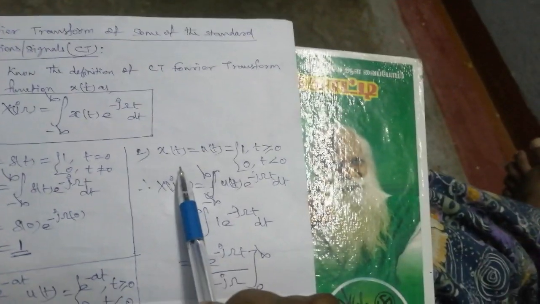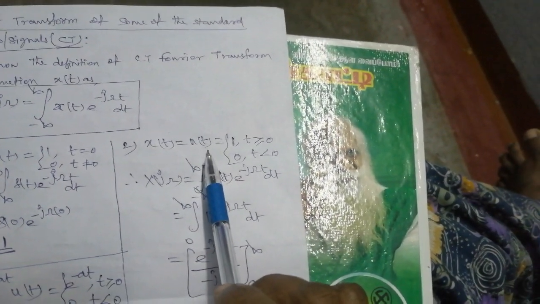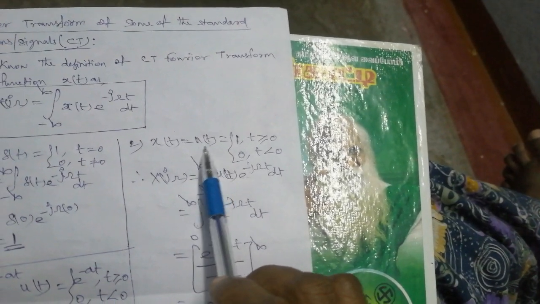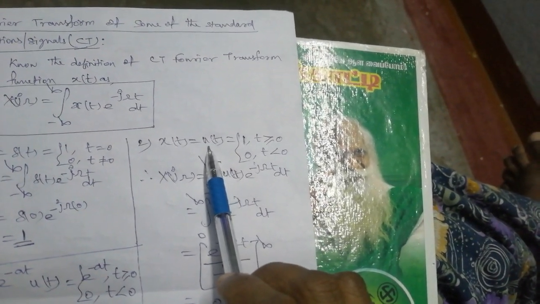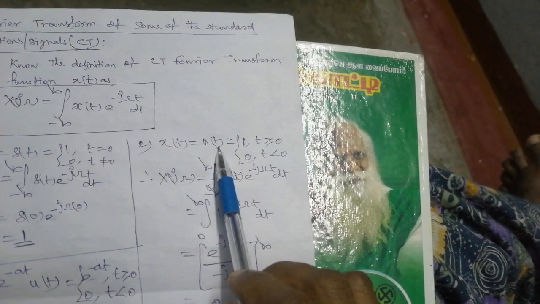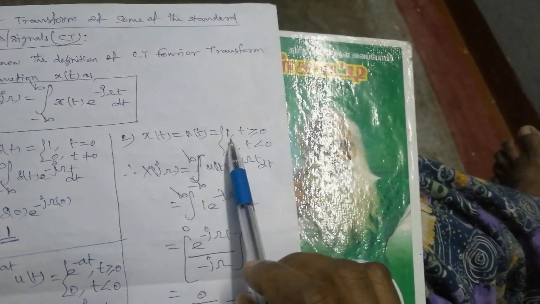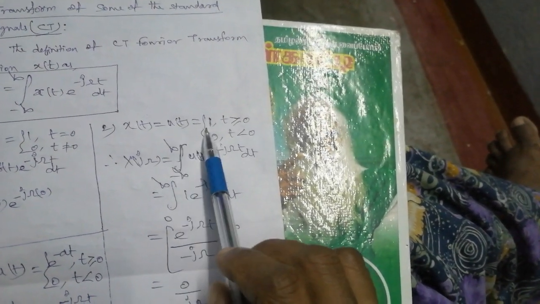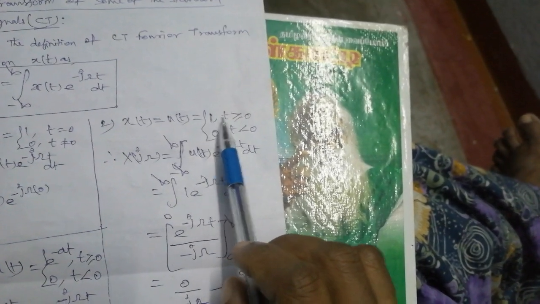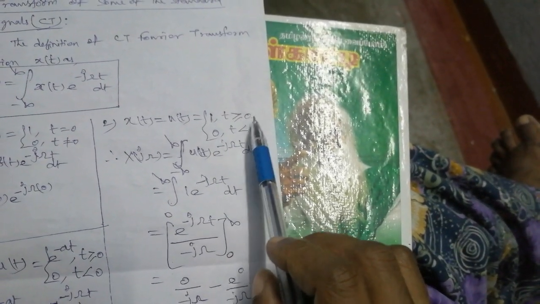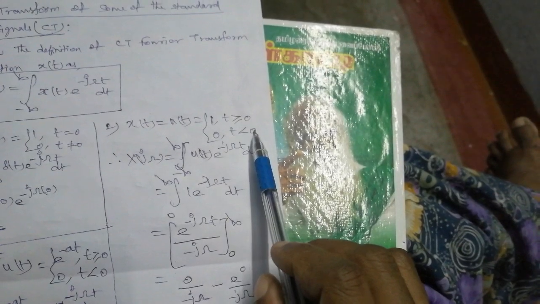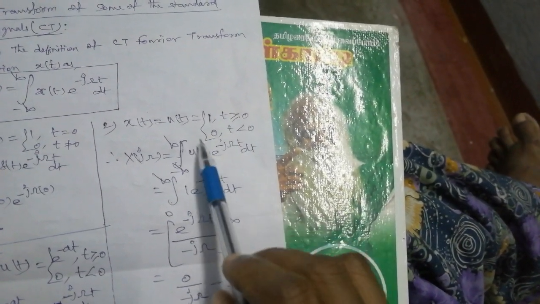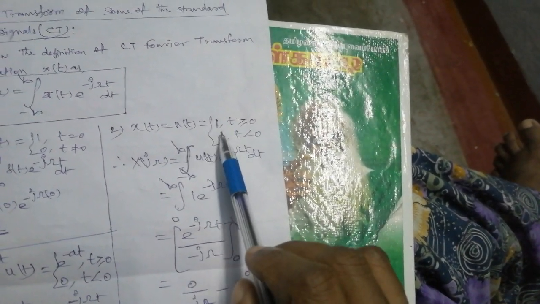The second one is another standard function, the unit step signal, which is denoted as u of t. Its mathematical expression for u of t is 1 where t is greater than or equal to 0 and 0 when t is less than 0. This is the mathematical representation of u of t.